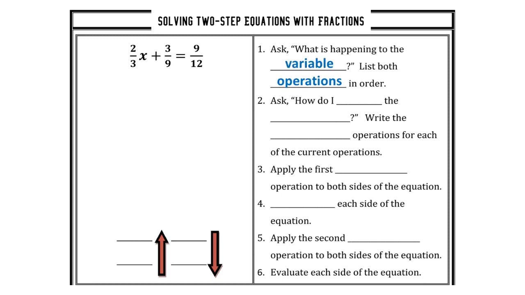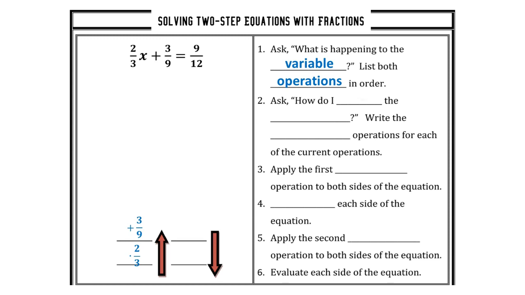I'm going to list the operations in order. I list the operation with the value. The only difference here is that the value is a fraction. So the first thing happening, if I was following the order of operations, if I'm looking at my variable, I'm multiplying by 2/3. Then I'm adding 3/9. Multiplication and division come before addition and subtraction.